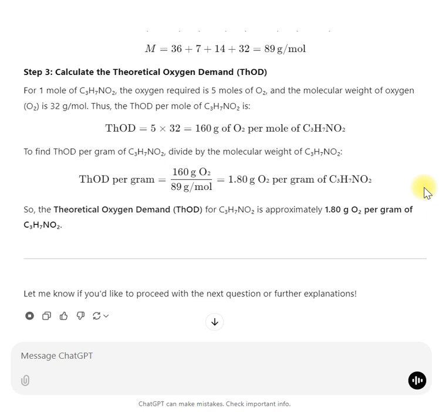TOD per gram equals 160 grams O2 divided by 89 grams per mole, equals 1.80 grams O2 per gram of C3H7NO2. So the theoretical oxygen demand for C3H7NO2 is approximately 1.80 grams O2 per gram of C3H7NO2. Let me know if you'd like to proceed with the next question or further explanations.